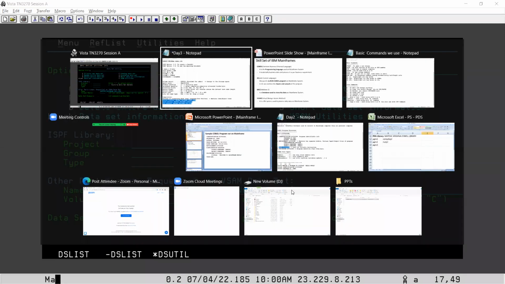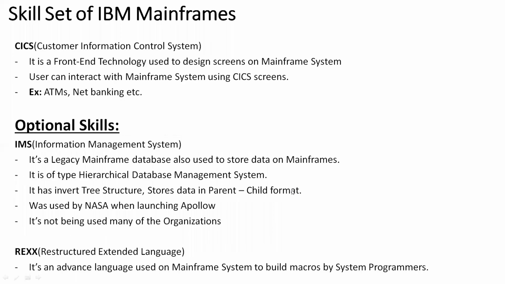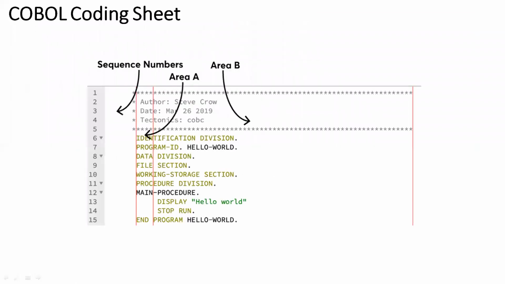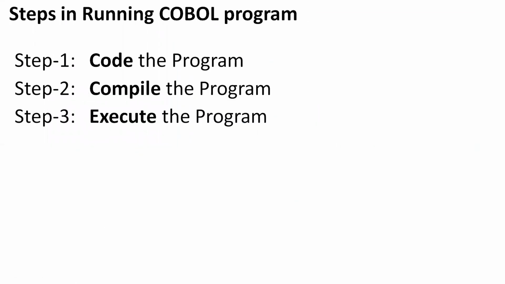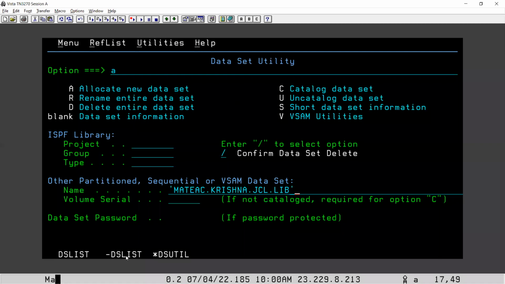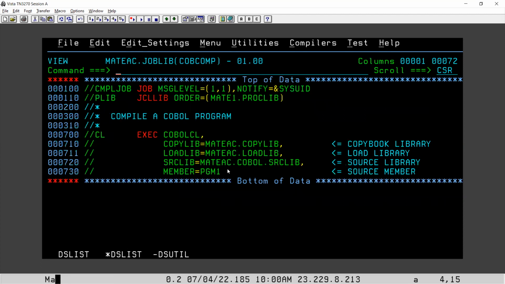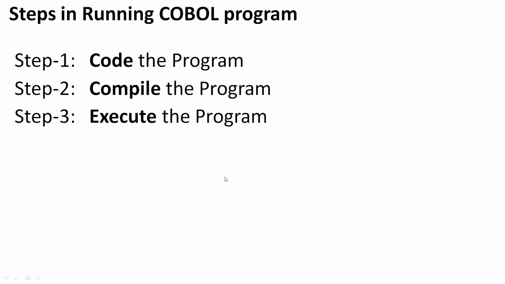So we need 3 steps, right? Step 1, we have to code the program. Step 2, we have to compile the program. For compiling the program, we need compile JCL that we already have here in screen 2. If you place the cursor here and press enter, you can see this is the compile JCL we already have. And we need another step, step 3, we have to do execution.